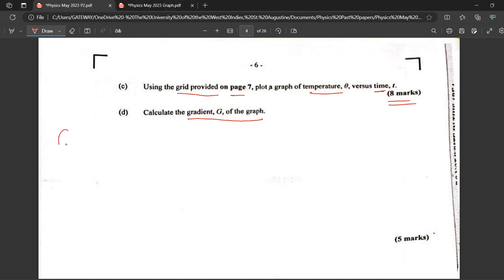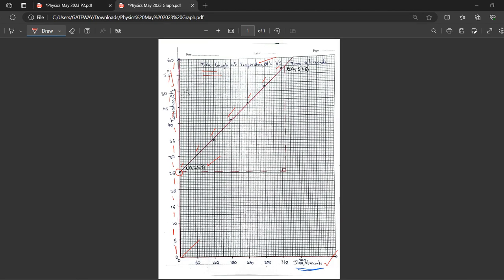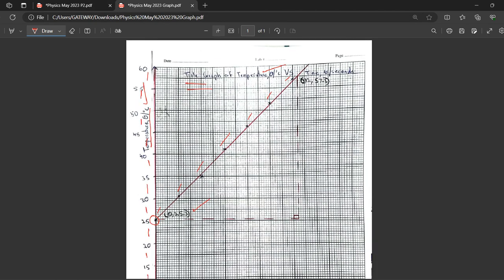Right? So G, I'm going to say G is the gradient. That is going to be equal to y2 minus y1, all over x2 minus x1. And again, these values x2, y2, x1, y1, I take from the graph itself.